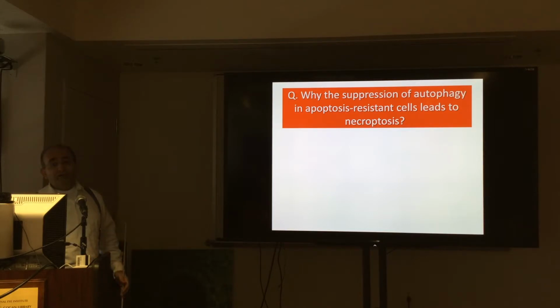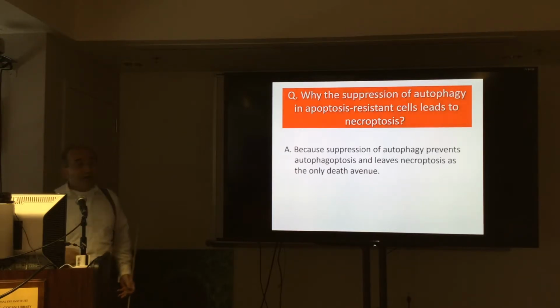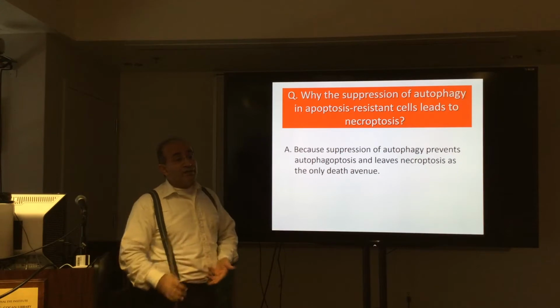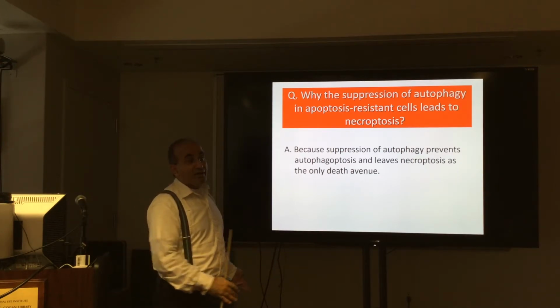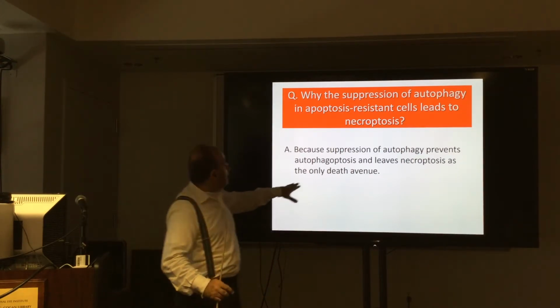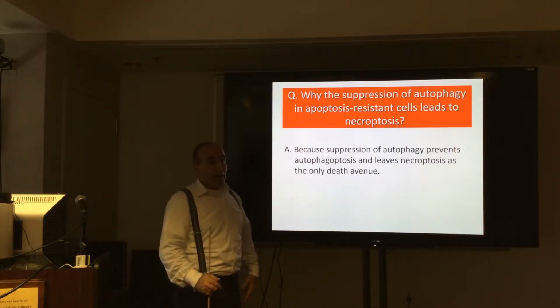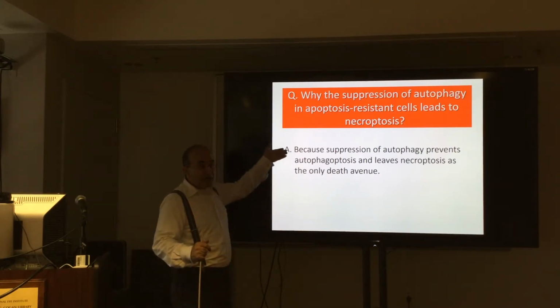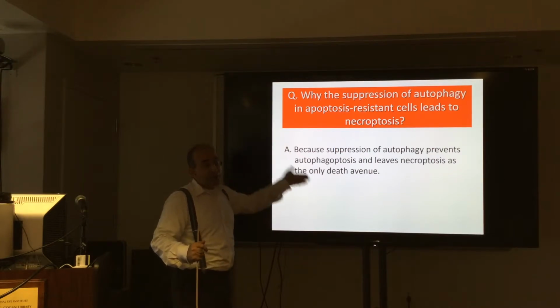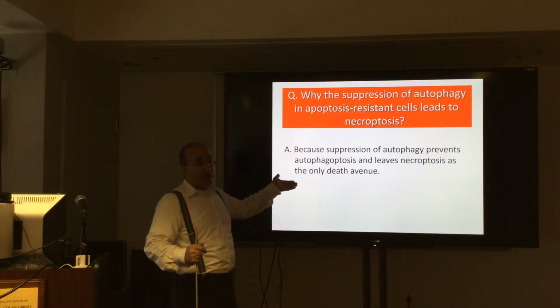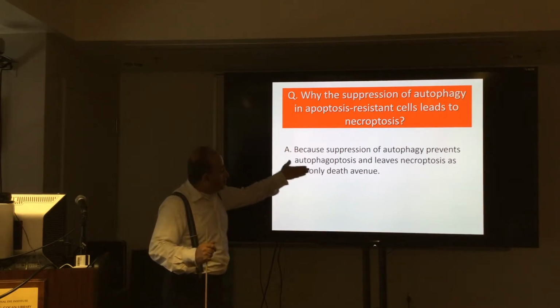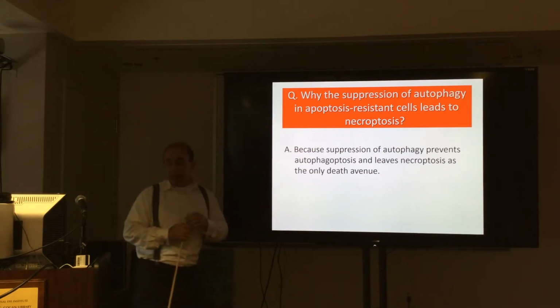So one of the questions is why the suppression of autophagy in apoptosis-resistant cells leads to necroptosis. If you suppress autophagy, you'll end up with necroptosis, because autophagy is a way of killing the cell, the way the cell kills itself. When you suppress it, the only pathway you leave for death is necroptosis. So they are resistant to apoptosis, and you block autophagy, so the only thing that is left is necroptosis.